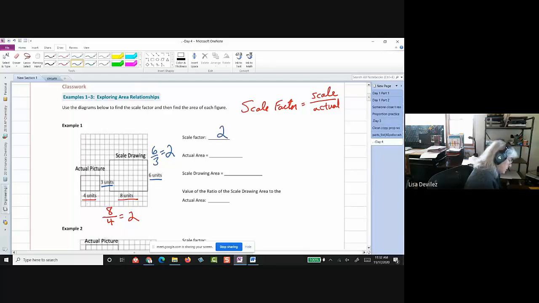All right, and then the actual area is going to be 4 times 3, so it would be 12. And then the scale area is going to be 8 times 6, so that would be 48. And then it wants the ratio of the scale drawing area, so 48 over 12. So that ratio would be 4.